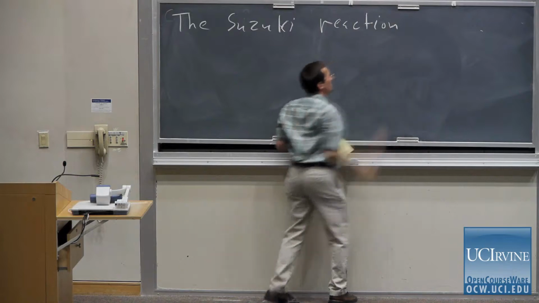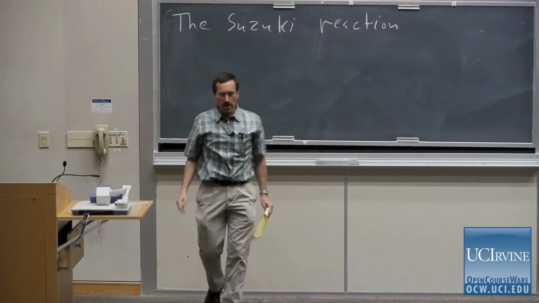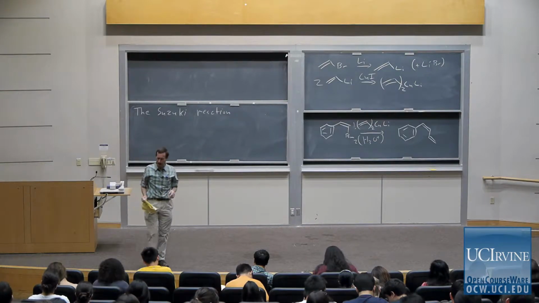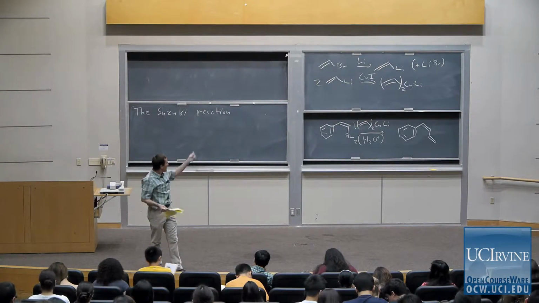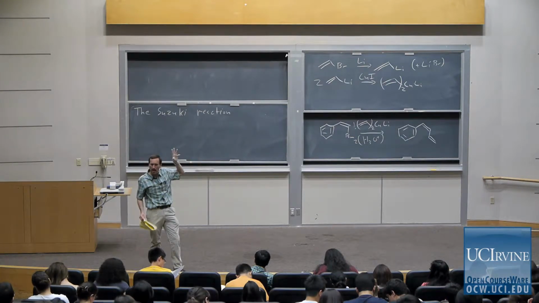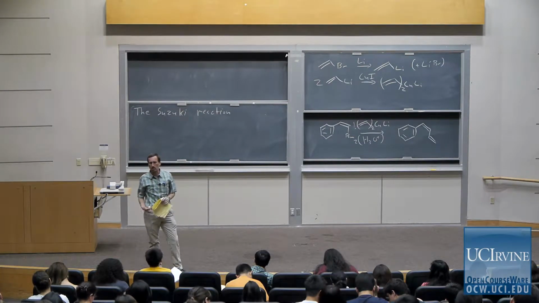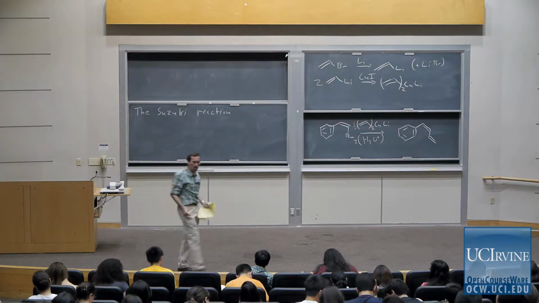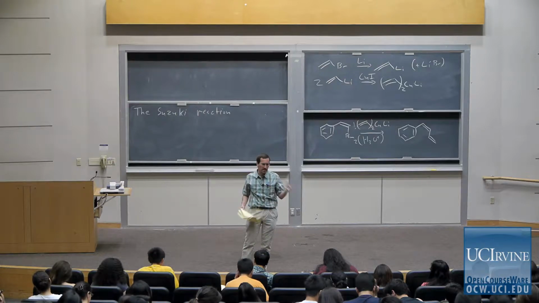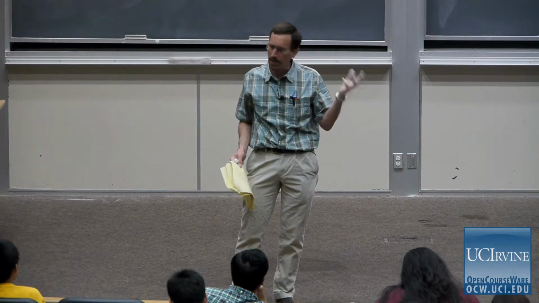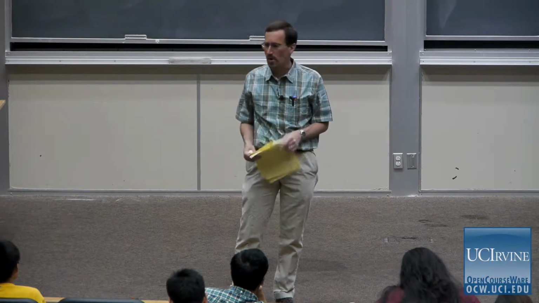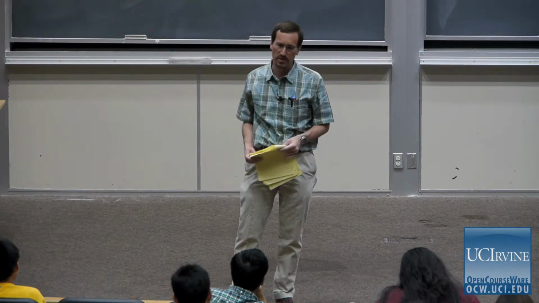And the big innovation of the Suzuki reaction, well, one of the big innovations of the Suzuki reaction was, instead of using an organolithium compound as a metal, to use an organoboron compound as a metal. We've already seen that organoboron compounds are very easy to access. You can access them by hydroboration. You use them all the time in hydroboration oxidation chemistry.